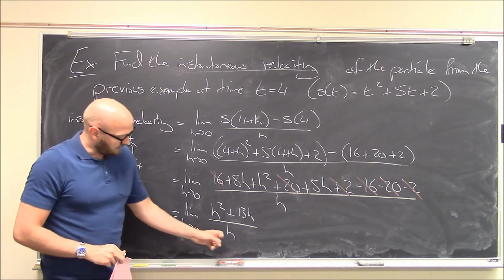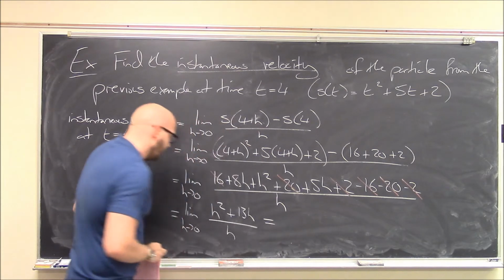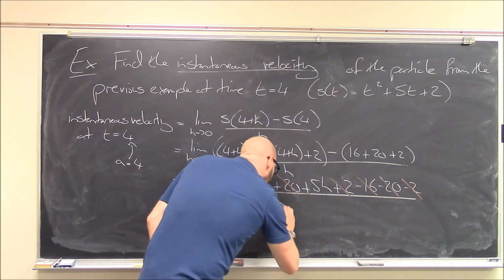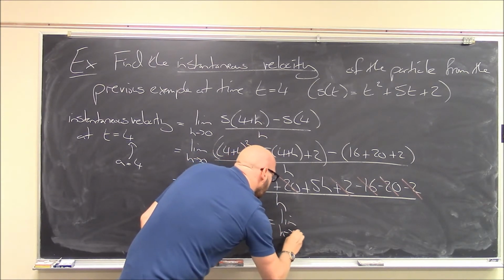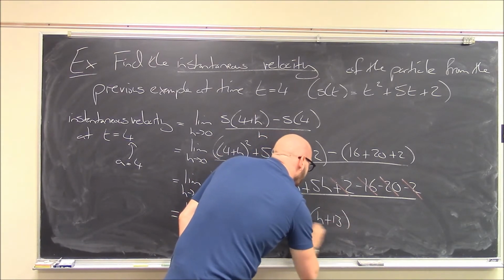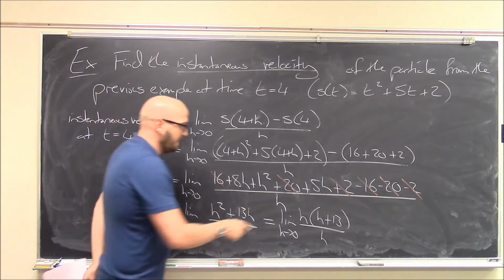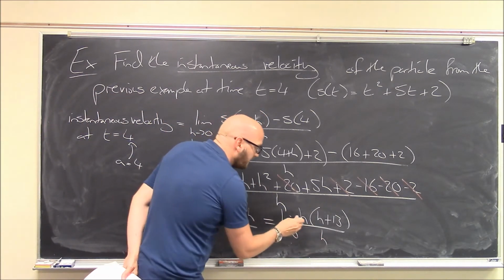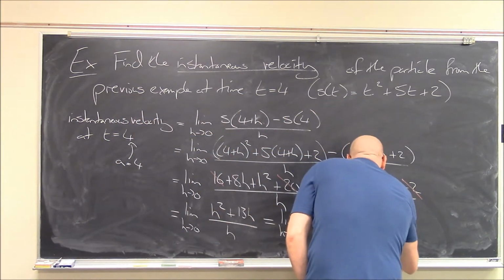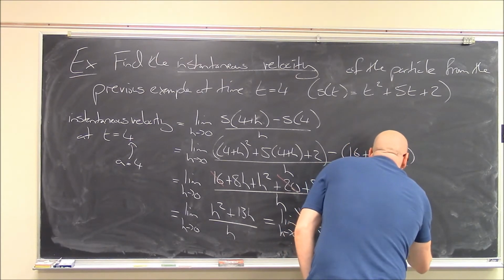What now? Still I want to cancel this h on the bottom, right? That's always my goal. And I'm actually at the point now where I've got an h common to both terms up top, so I can factor that out, right? This is the limit as h goes to 0 of h times (h plus 13) over h. And I've actually done it now, right? h multiplies everything on the top, h multiplies everything on the bottom, those guys cancel. And I'm looking at just the limit as h goes to 0 of h plus 13.